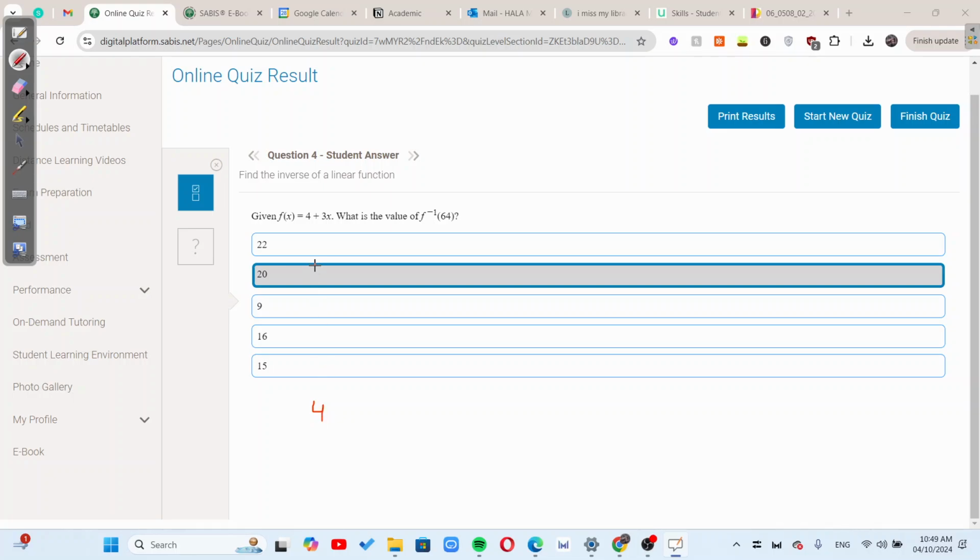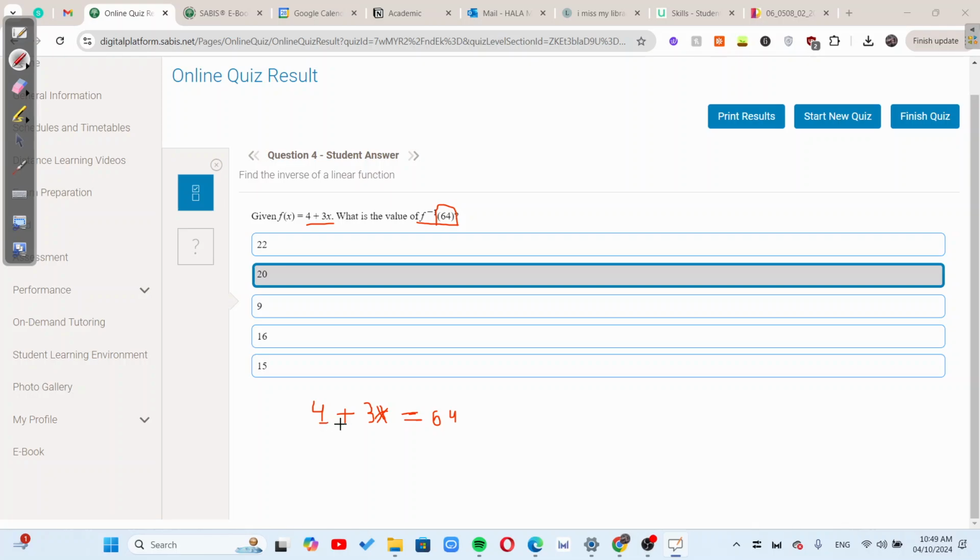So they gave you your function 4 plus 3x, and they told you the inverse of your function, f minus 1, equals 64. Pro tip, whenever you see a number here, just know that this equation equals this. So it's just 4 plus 3x equals 64. That's it.